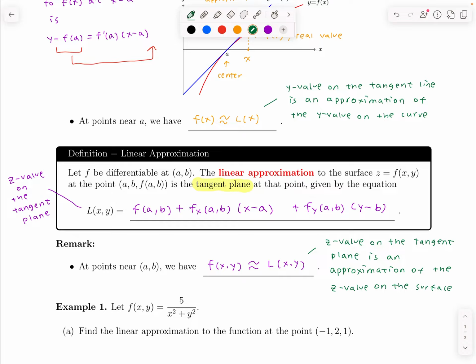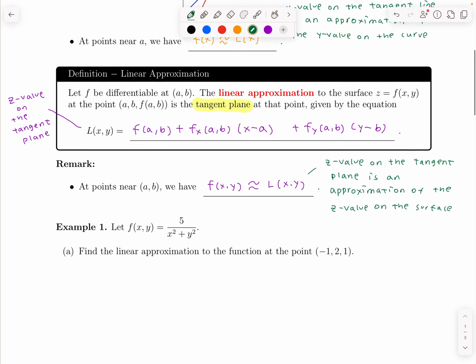Okay, so when you put your prerequisites along with your current material, you can do a comparison, and you can see that this is a simple extension of what we learned before. Again, the z value on the tangent plane is an approximation of your z value on the surface. Now let's take a look at example 1.